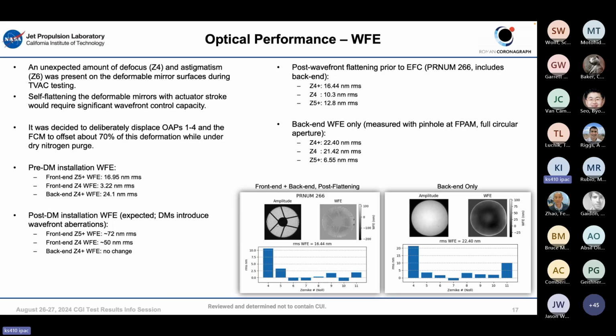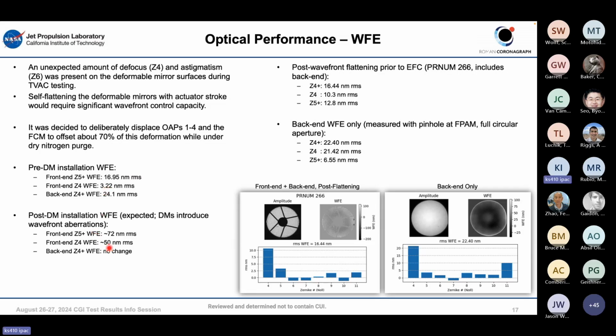Initially, the entire optical system was aligned without the deformable mirrors in place. We had 2 flat surrogate mirrors, and we measured the wavefront error of that to be, for the front end, about 3 nanometers RMS of defocus, 17 nanometers RMS of wavefront above that, and 24 nanometers RMS in the back end. However, the DMs deformed going from air to vacuum and at temperature.